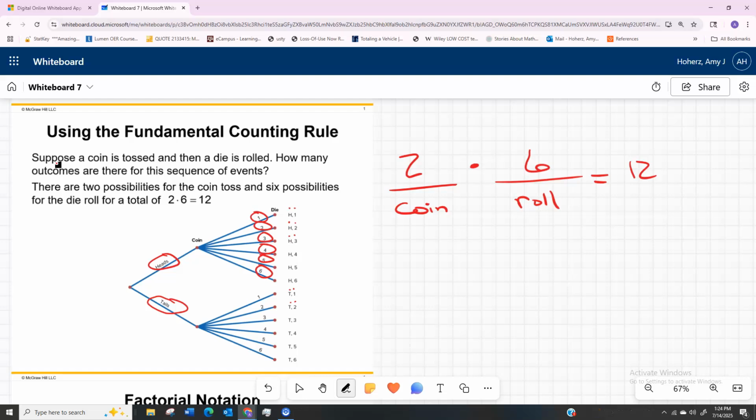Again, heads with a 1, heads with a 2, all the way through 6. That gives us 6 with the heads. And then if you could have a tail with any of those die rolls, you'd have another 6. So 2 times 6, we have 12 different ways that could happen.